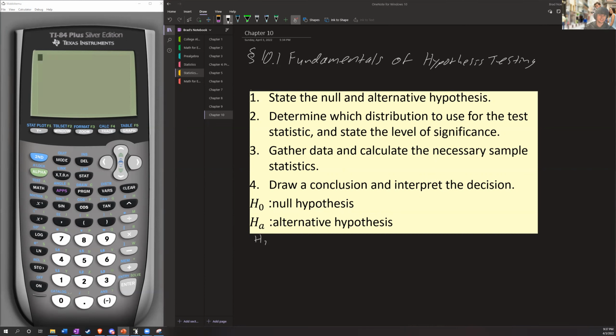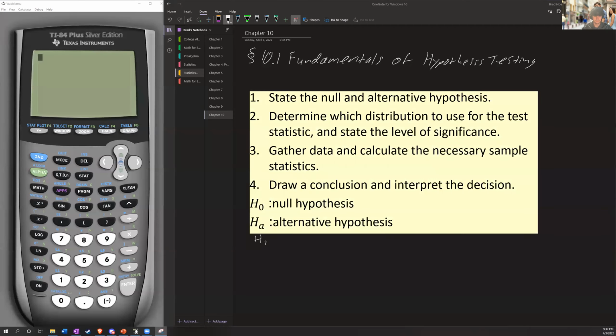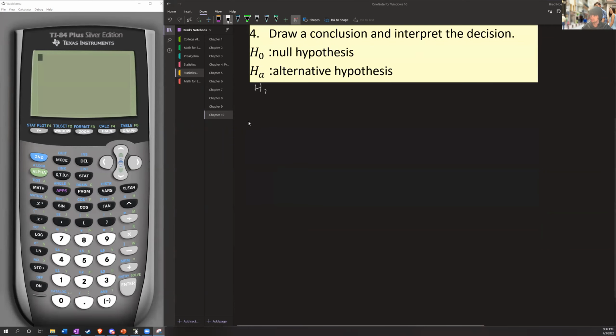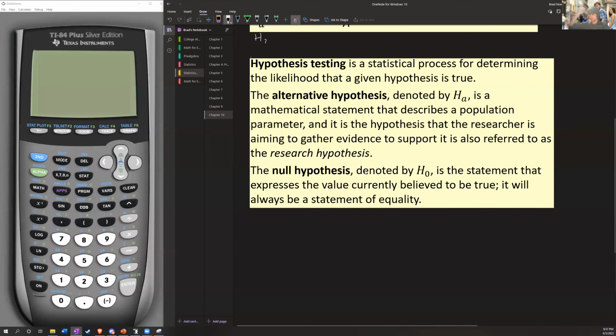So let's go ahead and get some basic definitions down here. So hypothesis testing is a statistical process for determining the likelihood that a given hypothesis is true. The alternative hypothesis is a mathematical statement that describes a population parameter, and it is the hypothesis that the researcher is aiming to gather evidence to support. This is also known as the research hypothesis.